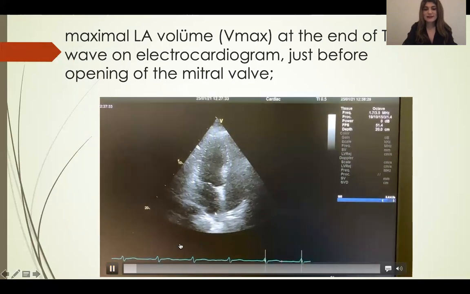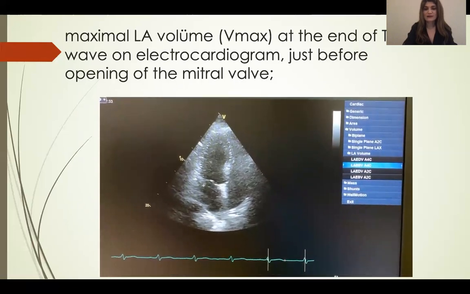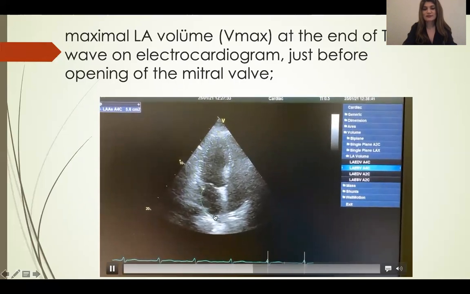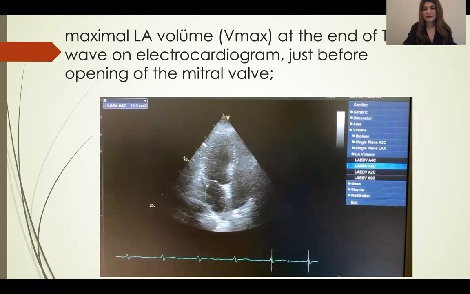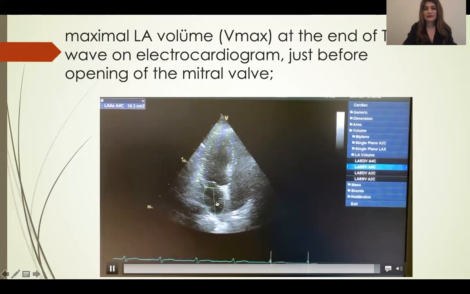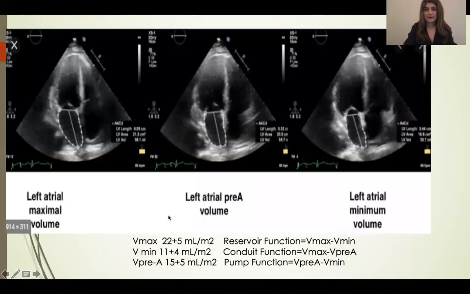We have to start from the end of the T wave to measure the maximal volume, and we should trace from the mitral valve annulus, and we should spare the pulmonary veins, and we should spare the stenting area, and this line should be parallel to the left ventricle. In the same manner, left atrial minimum volume and volume preceding atrial contraction can be measured.